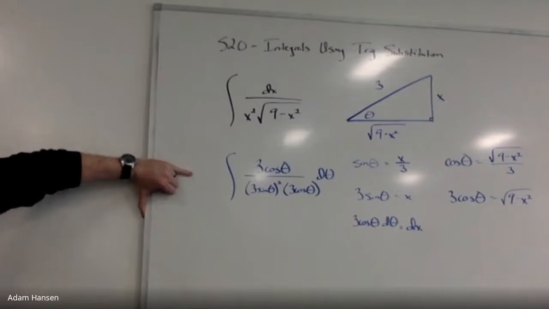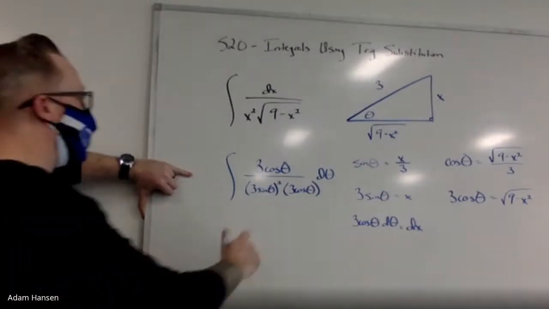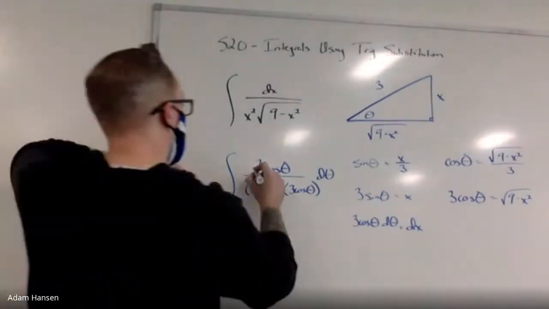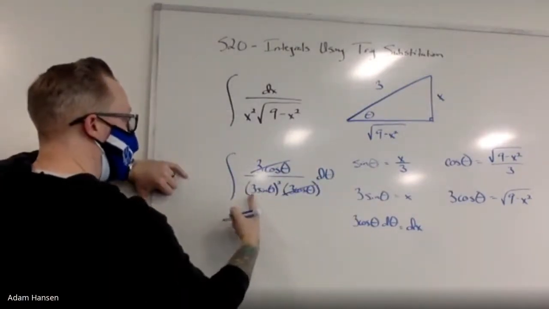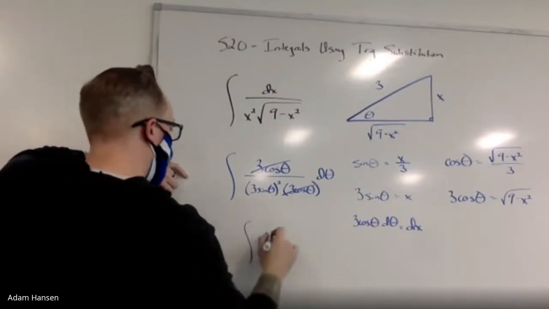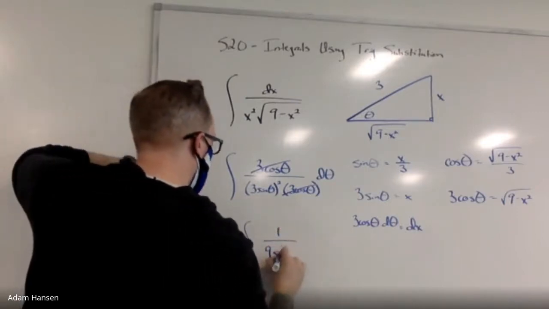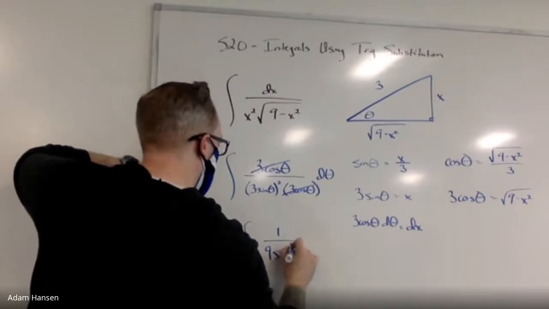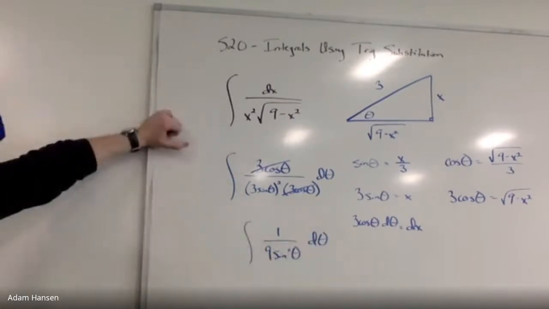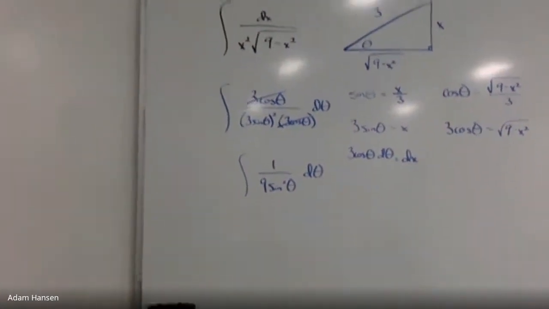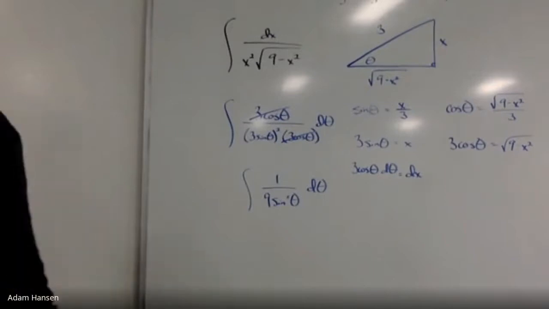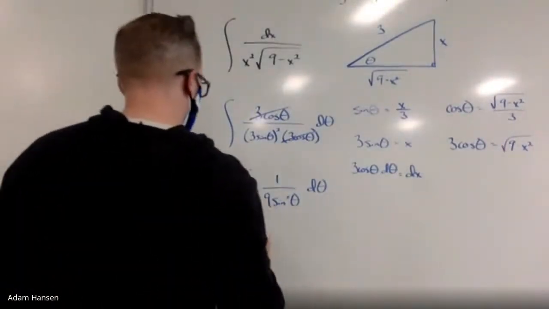Here's how I can simplify my expression in terms of theta. What might cancel out or simplify? Cosine theta. See you later. If I square 3 sine theta, that's 9 sine squared theta. So maybe I'll just factor out this extra 1/9 up front.